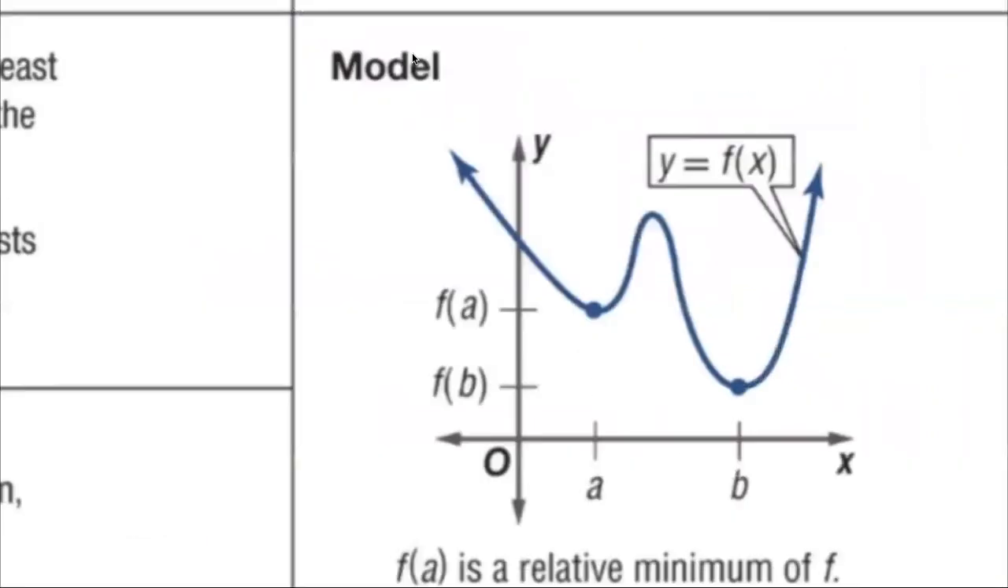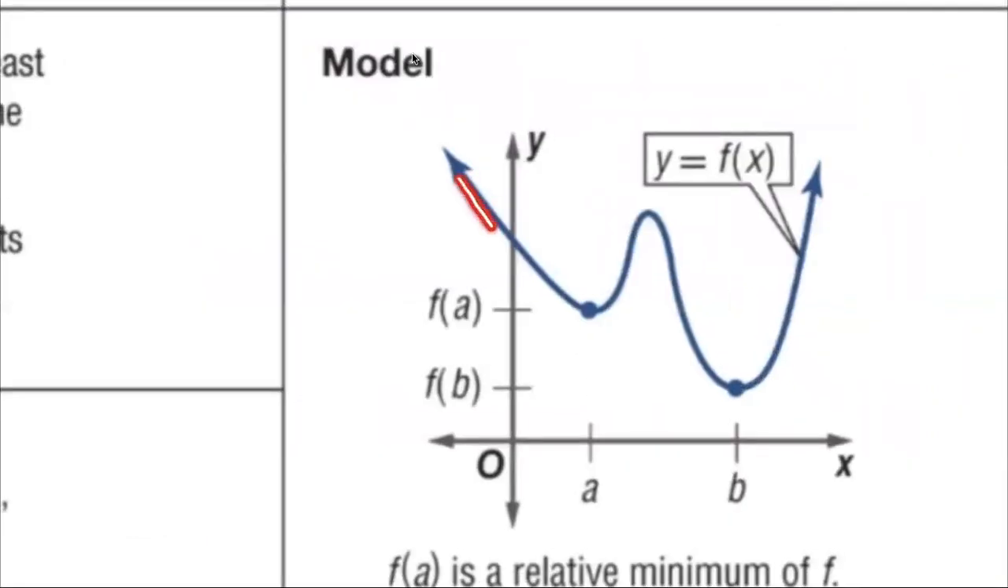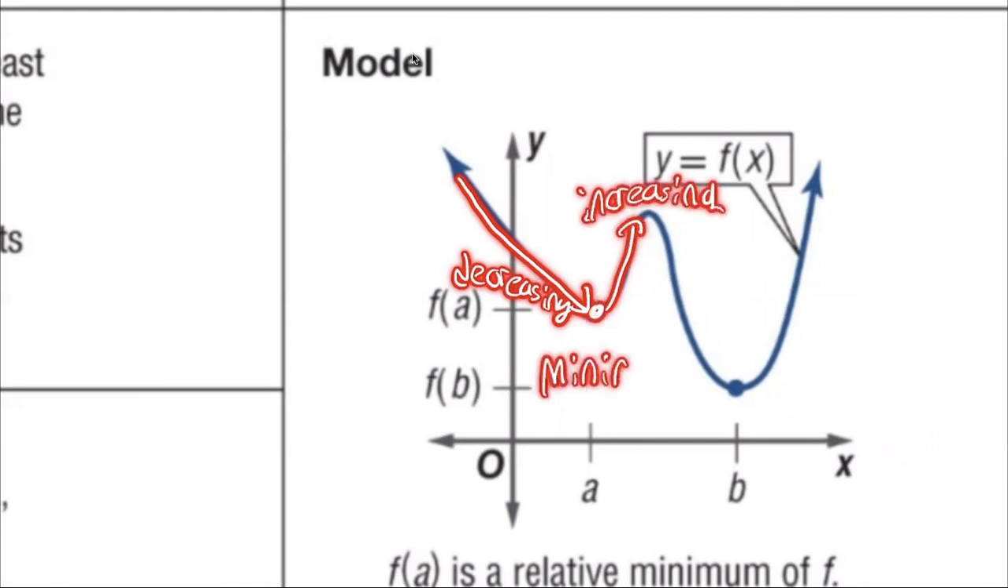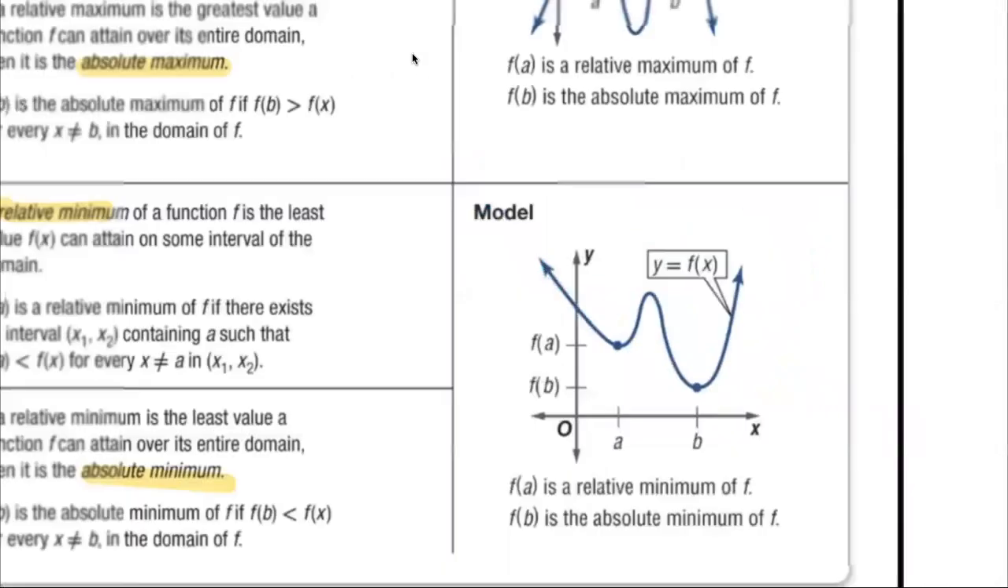Same thing for minima. If you take a look at this, it changes from decreasing to increasing, right? So we can say that this point is the relative or local minima. Same for this, decreasing to increasing. So we can call this point the minima point.